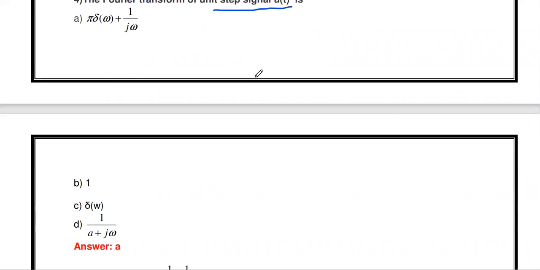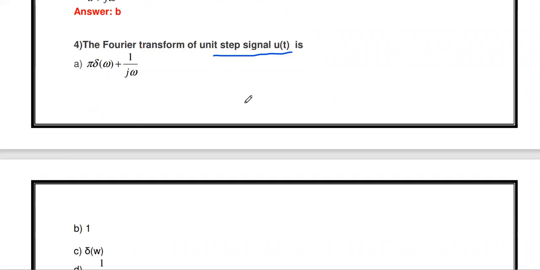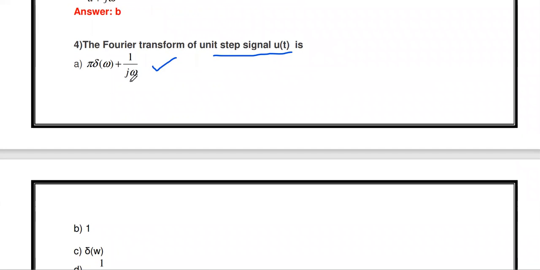Then the next one: the Fourier transform of the unit step signal u of t. If you want to learn how to calculate the Fourier transform of the unit step signal, I will give a link to that video in the description box, so you can go and search for it. If you calculate the Fourier transform of the unit step signal, we get 1 by j omega plus pi into del of omega. This is the correct answer for the unit step signal.